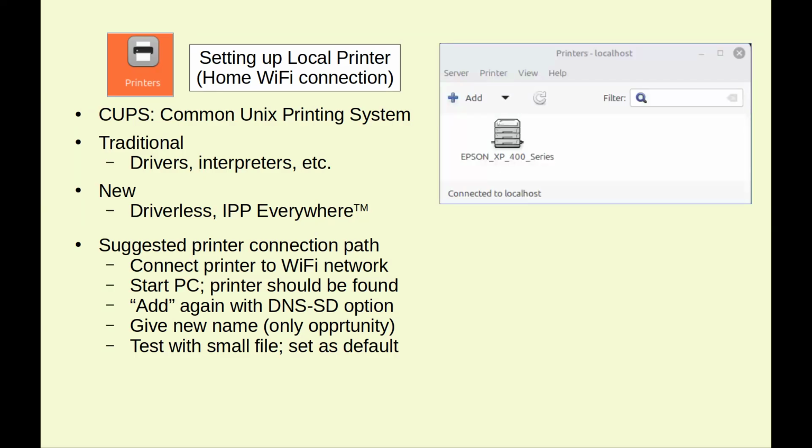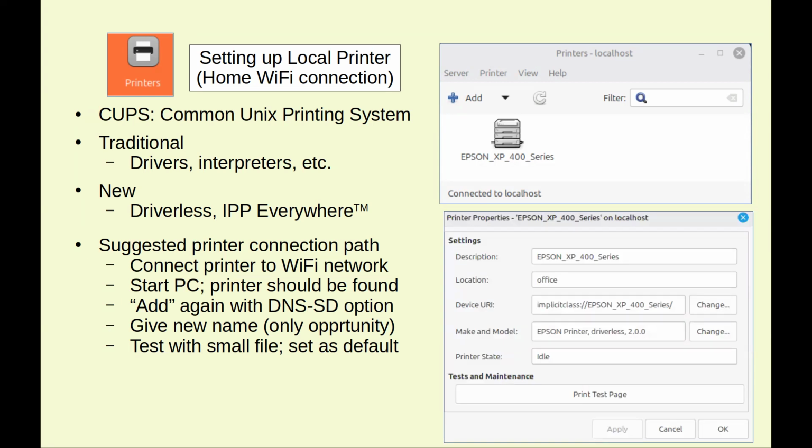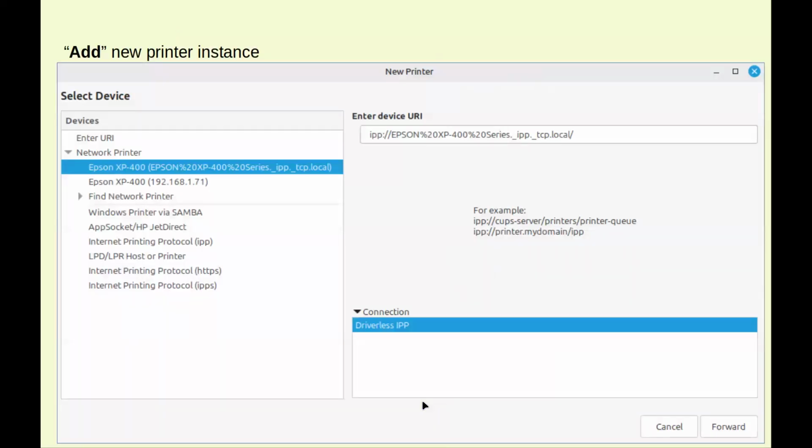So here is the printer setup, and you can see that it has found the printer, my ancient Epson 400. Even though it found it, if I right-click and show the properties, it will tell me that the device is an implicit class, which is another way to say it won't work. And it tells me it'll be driverless, but that won't help me. So what I do is I will add it again. This is the simplest way.